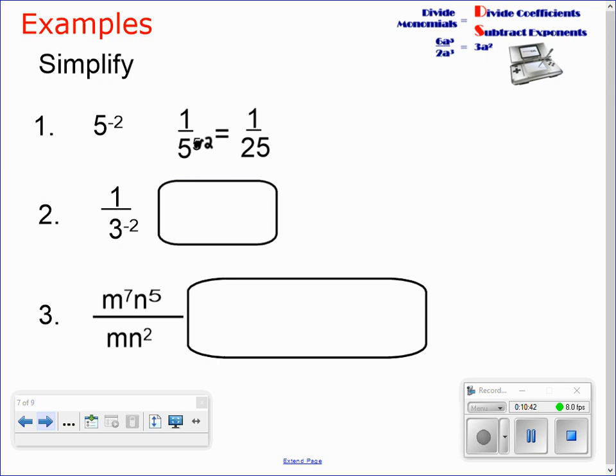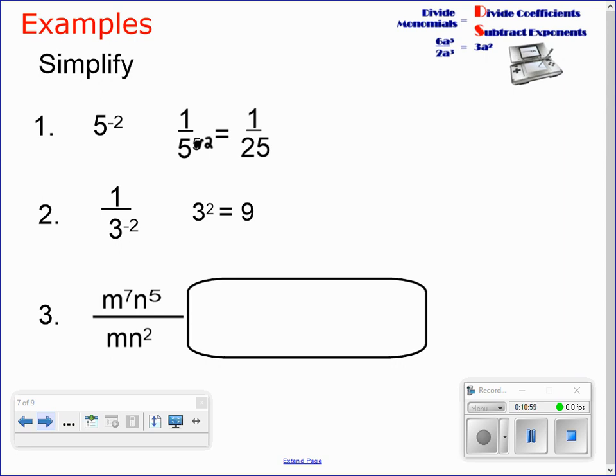If we look at 2, this is 1 over 3 to the negative second power. So remember, negative exponents say take the reciprocal. So we take the reciprocal of 1/3, this becomes 3, and the 2 stays with the 2. So 3 squared, which would give us 9.